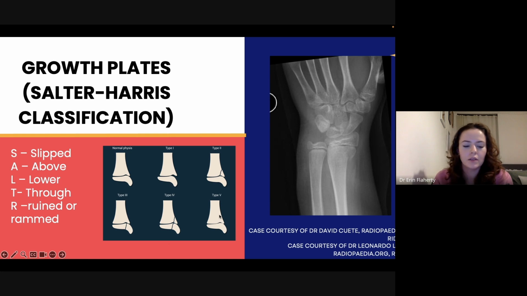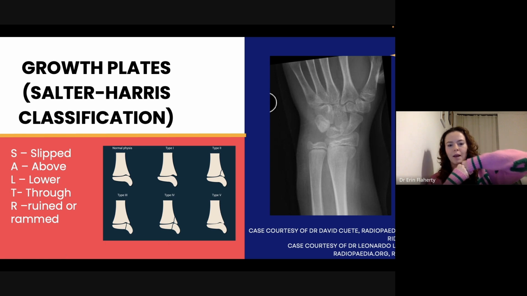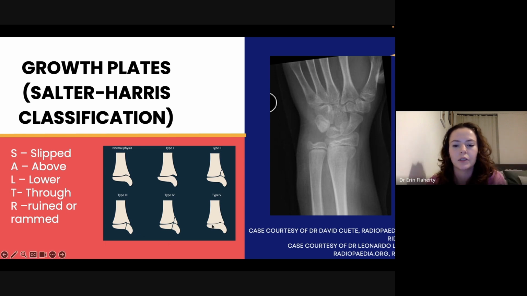Type 5 is the worst one. This is a ruined or a rammed situation where basically you've had an injury that's smashed the growth plate together. The growth plate's completely closed. There's going to be absolutely no growth from this. This is the worst prognosis ever. So 3 and 4, it's pretty hit and miss prognosis. Type 5 is the worst prognosis.